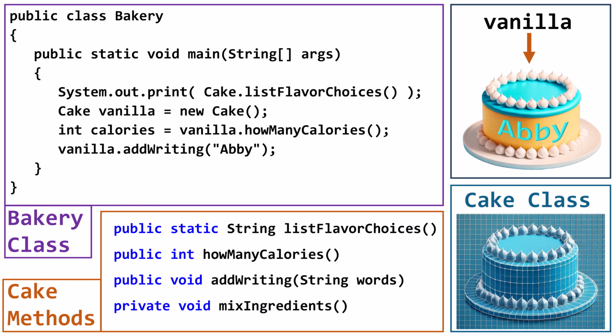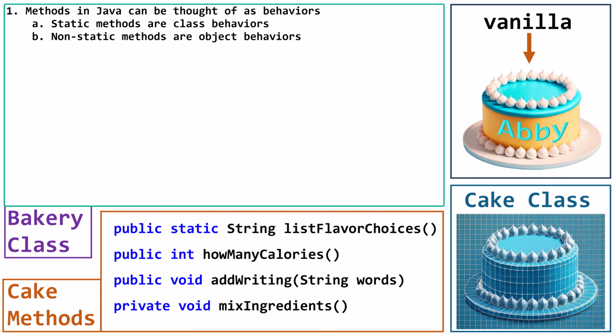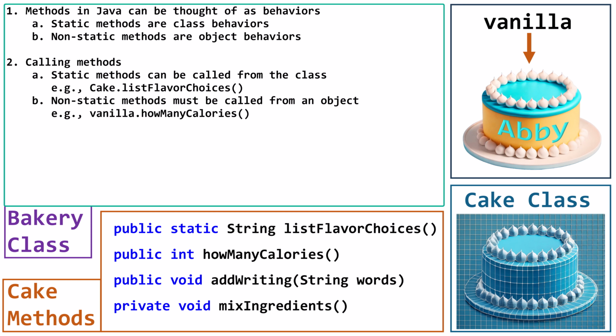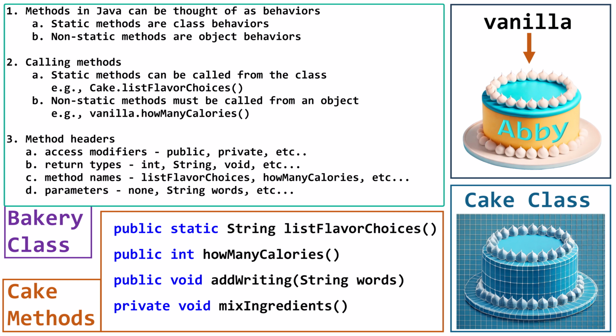Before we wrap up, let's quickly recap what we've covered in this lesson. We learned that methods in Java can be thought of as behaviors, with static methods belonging to the class itself and non-static methods belonging to the individual objects. We explored how static methods, like listFlavorChoices, can be called directly from the class, while non-static methods, like HowManyCalories, require an object to be created first. We also discussed method headers, including access modifiers, return types, method names, and parameters, and how they tell us important information about what a method does and how to use it.